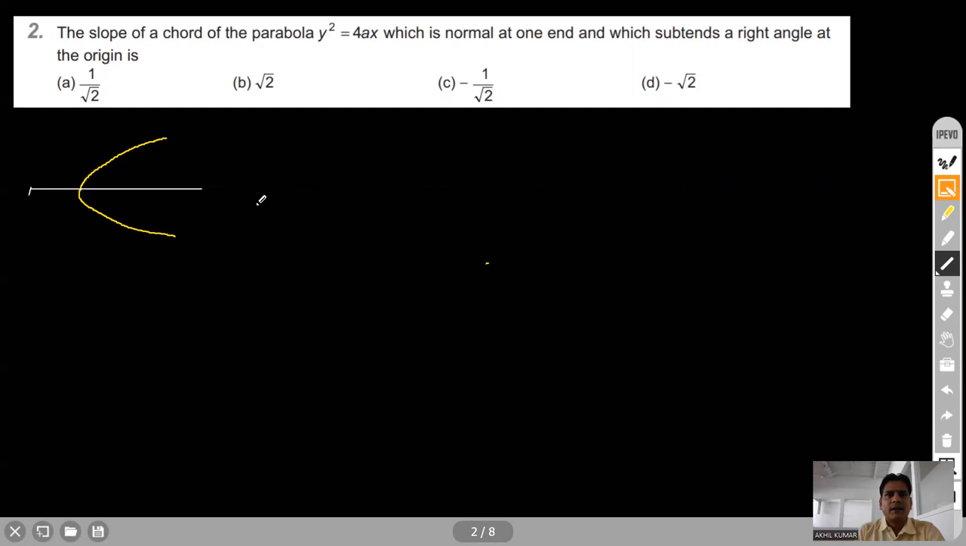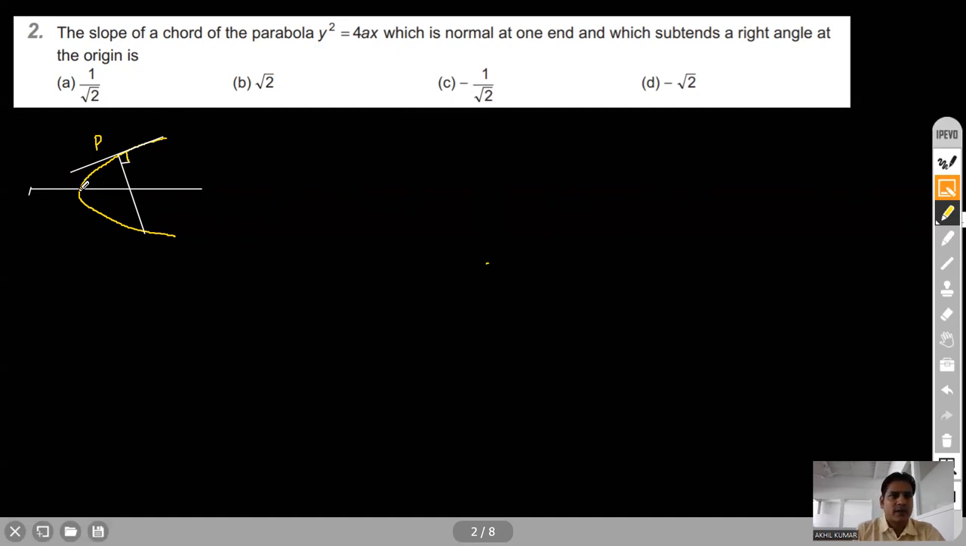Its axis is here. This is its axis, and one normal we have to draw, right? So let me draw that normal at this point P. So this is our point P, okay, where we have drawn this normal. So at point P, this angle between this tangent and normal is 90 degrees, right? So this angle is 90 degrees. So at point P, we have drawn a normal which subtends a right angle at the origin.